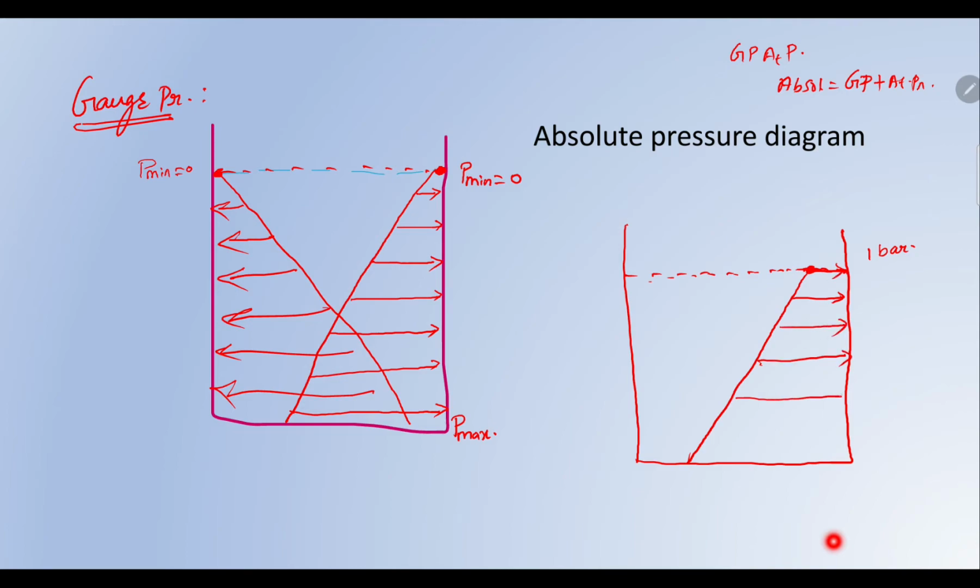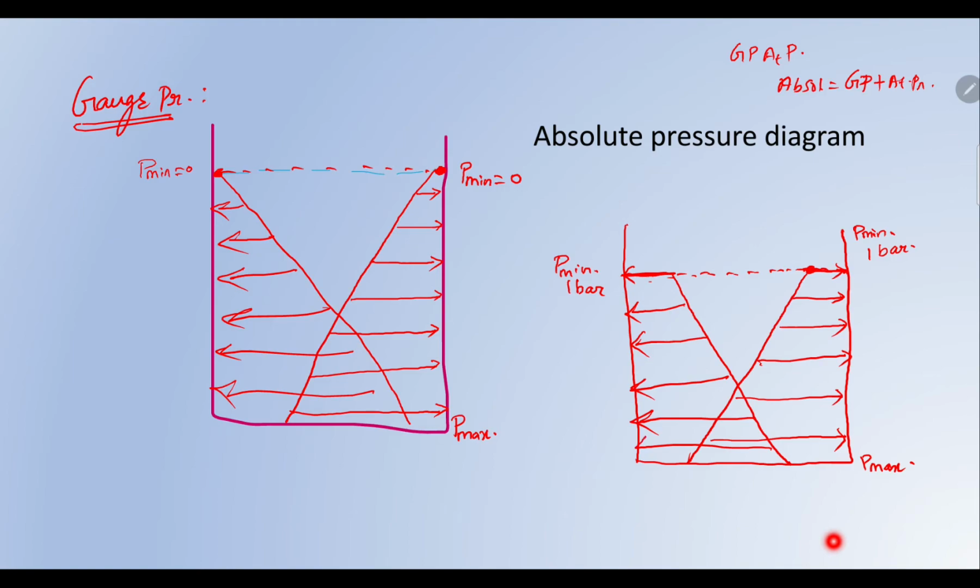The absolute pressure is going to keep increasing. This is P min, this would be P max. Similarly over here as well, this line indicates the P min, which is going to be 1 bar, 1 atmospheric pressure, and then it's just going to go like this. There you go. This would be the absolute pressure diagram.